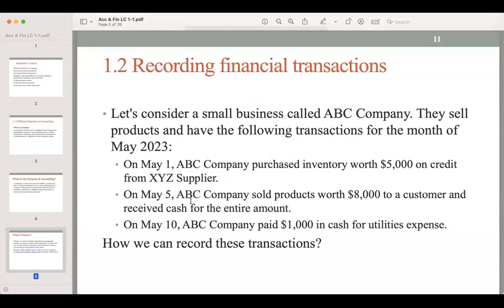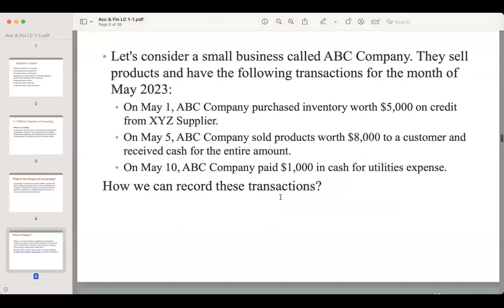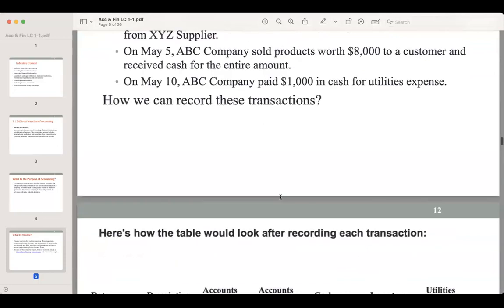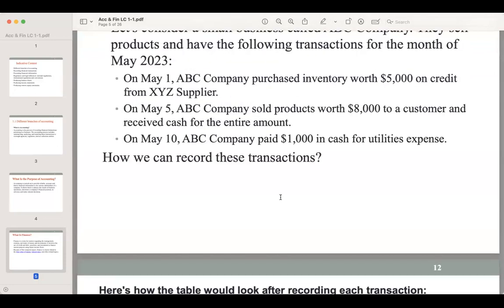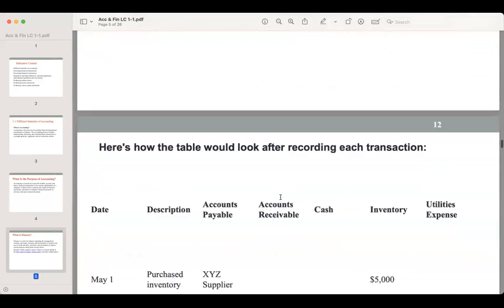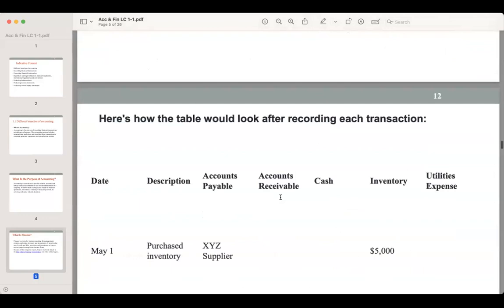On May 5th, ABC company sold a product worth $8,000 to a customer and received cash for the entire amount. On May 10th, ABC company paid $1,000 in cash for utilities expenses. So how can we record these transactions? We will discuss in depth. We will talk about debit, credit, liabilities, and expenses. But now here, let's see how the table looks after recording each transaction.